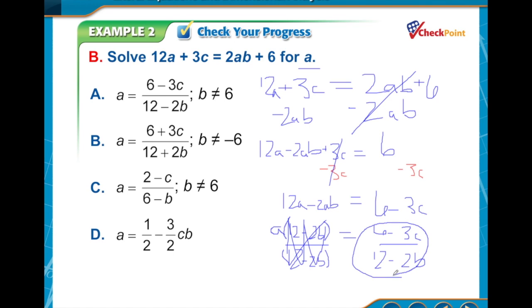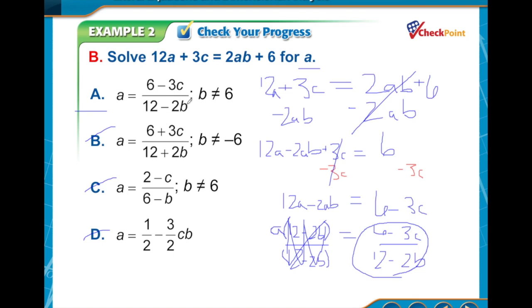So do we have any answer choices that look like that? Well, these don't look right. This is not the right sign. So it looks to me like A is our best bet here. 6 minus 3C divided by 12 minus 2B.